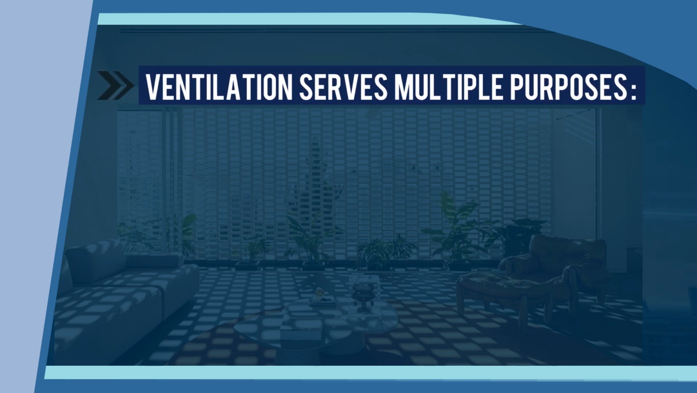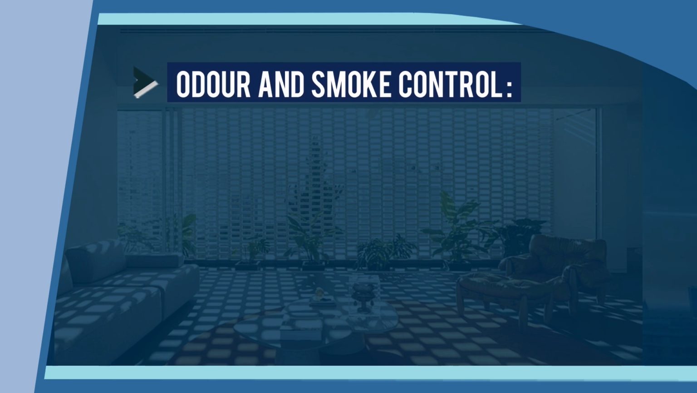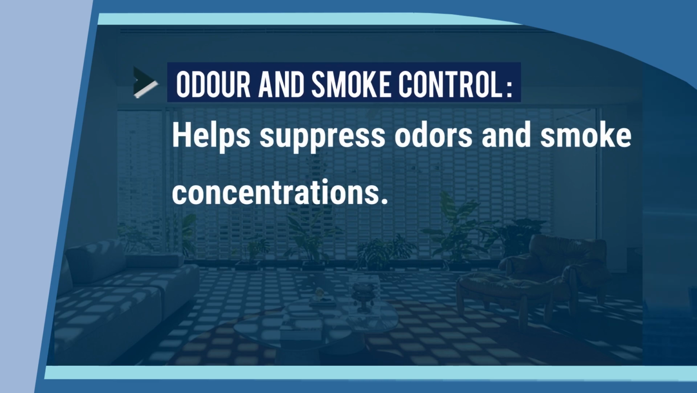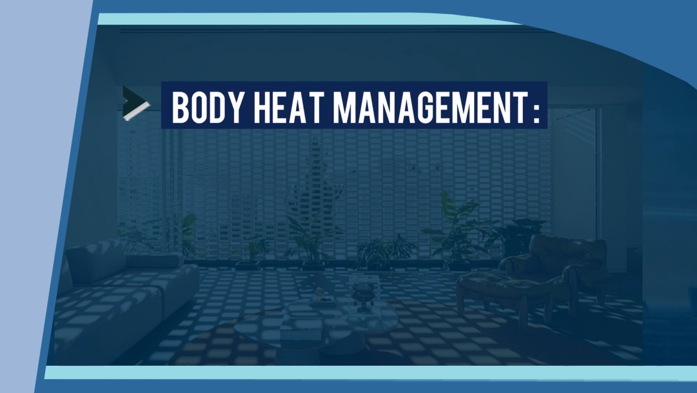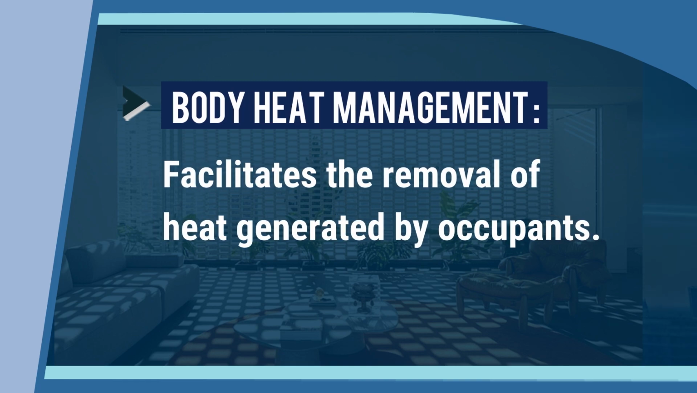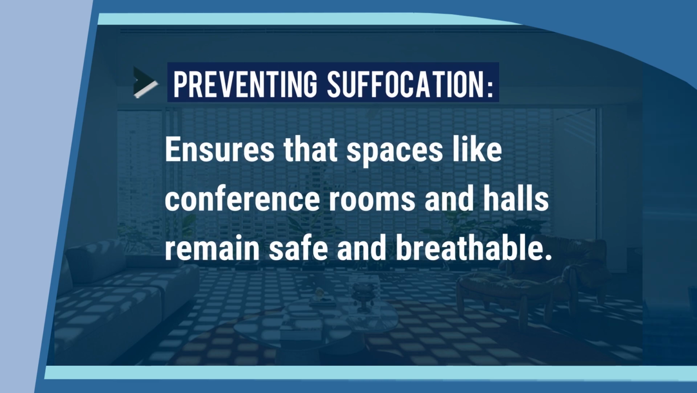Then the ventilation serves the following multiple purposes: air quality, prevents high levels of carbon dioxide and other impurities. Then the odor and smoke control: helps suppress odors and smoke concentrations. Then the humidity management: controls moisture condensation on the surfaces. Then the body heat management: facilitates the removal of heat generated by the occupants. Then preventing suffocation: ensures that spaces like conference rooms and halls remain safe and breathable.